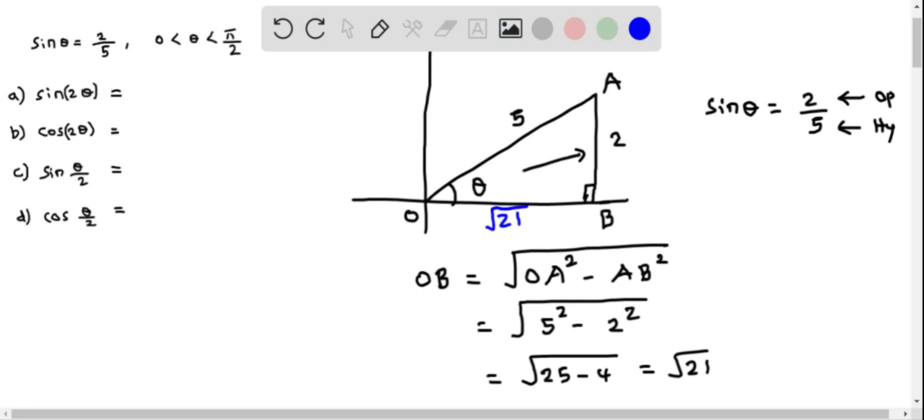And since we have found the side OB, we can now find cos theta from this right triangle. So cos theta, according to SOHCAHTOA, is the adjacent side over the hypotenuse. The adjacent side to theta is square root of 21, and the hypotenuse is 5. So basically we found the trigonometric ratio cos theta equals square root of 21 over 5.